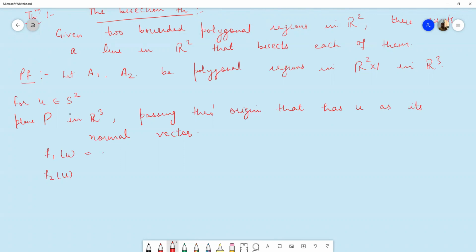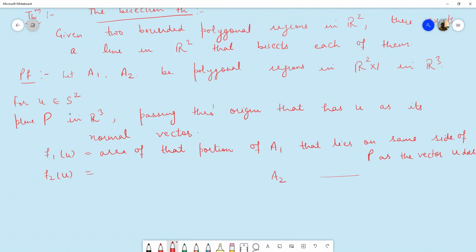So F1(U) is the area of that portion of A1 that lies on the same side of P as the vector U does. Similarly, F2(U) is the area of that portion of A2 that lies on the same side of P as the vector U does.